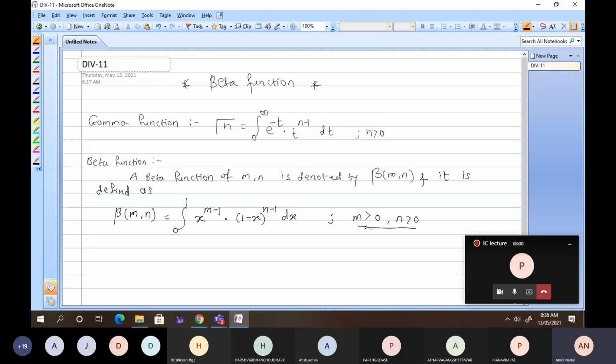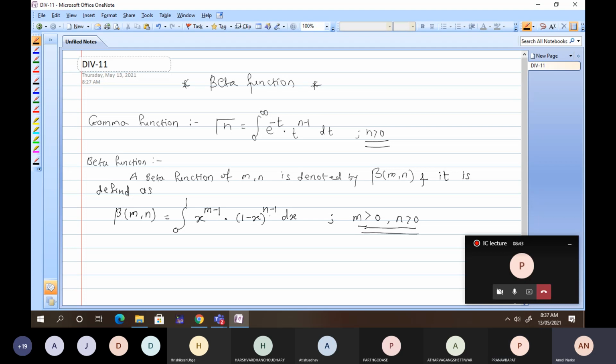This is important. Both m and n are positive. So the beta function is not defined for negative values. If m is negative or n is negative, we cannot define the beta function. I hope everyone understands the definition. It is simple, just like the gamma function: beta of m comma n is nothing but the integral from 0 to 1 of x raised to m minus 1 and 1 minus x raised to n minus 1. Clear?